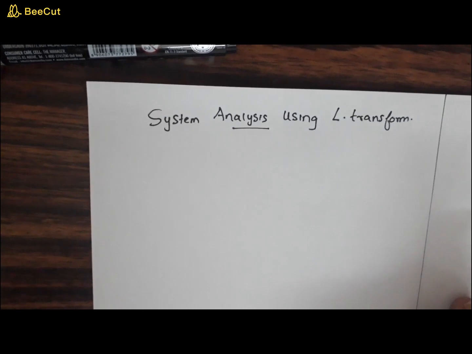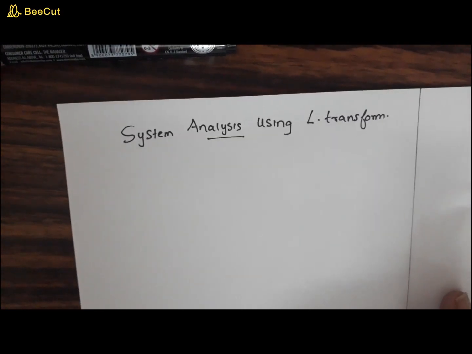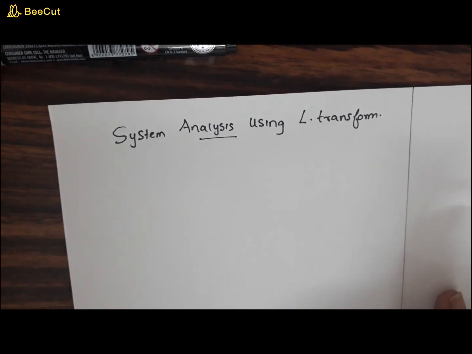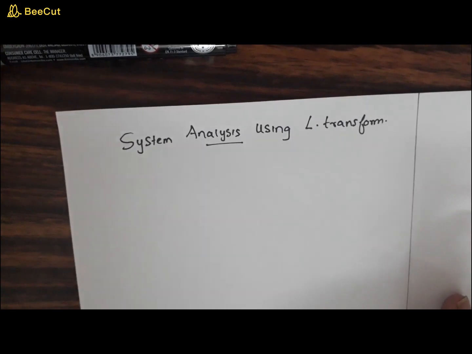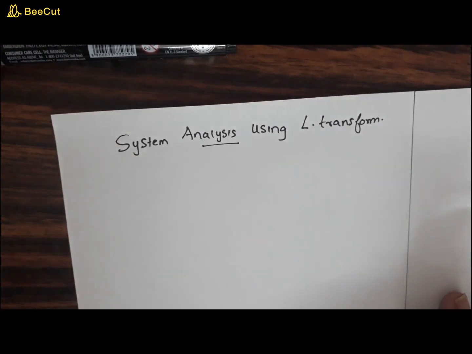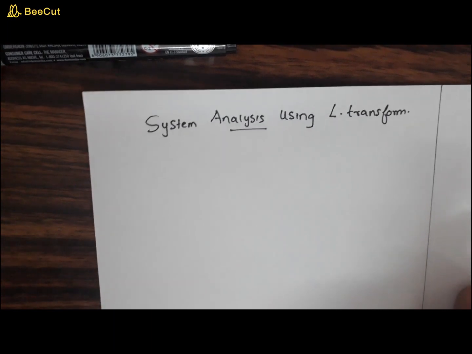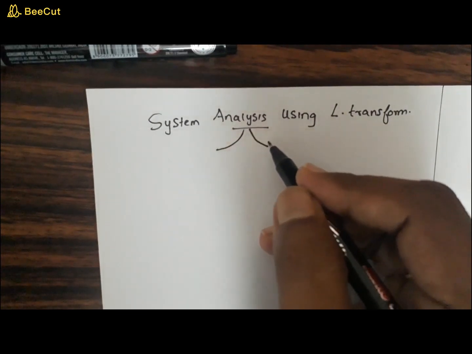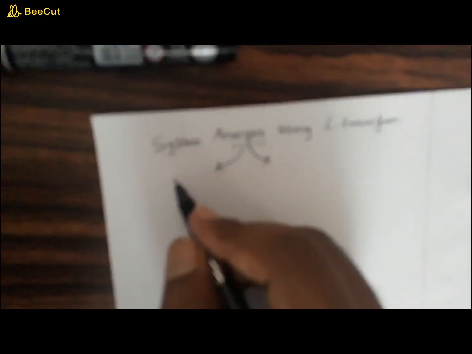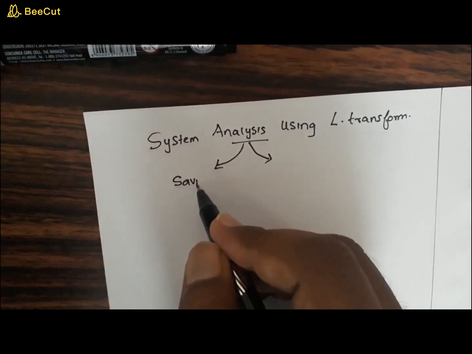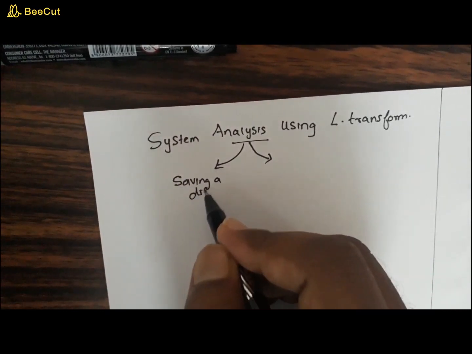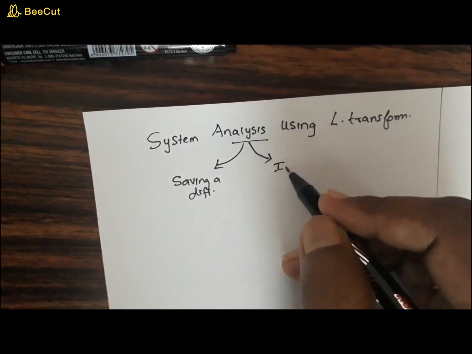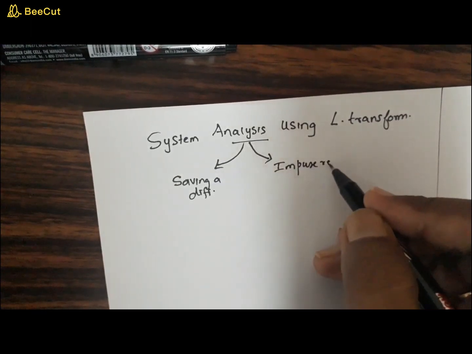Okay, now next is system analysis using Laplace transform. The next portion is the application of Laplace transform. As far as signals and systems are concerned, it is used mainly for system analysis. We have already studied system analysis in the time domain, and we came across two different methods. One is solving a differential equation, and the other is the impulse response method.